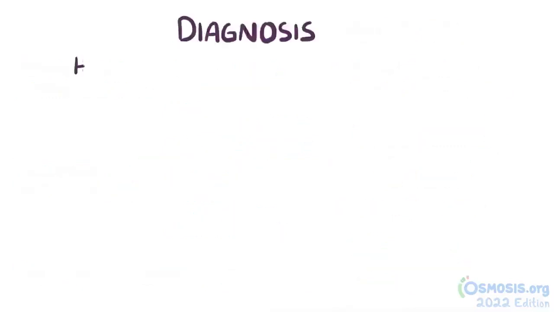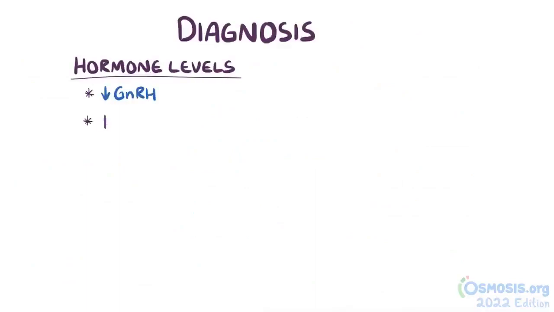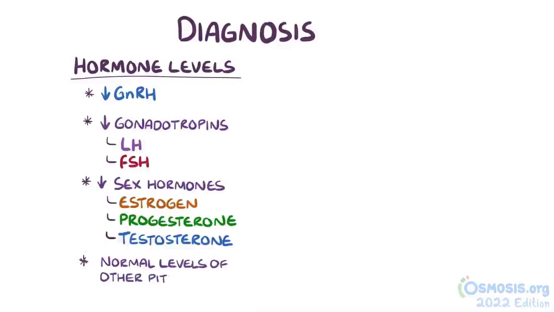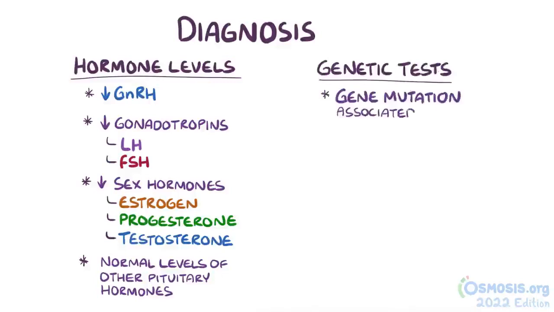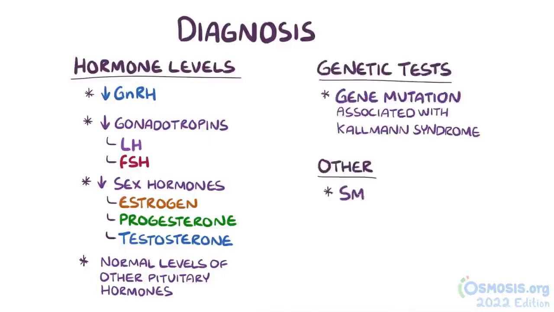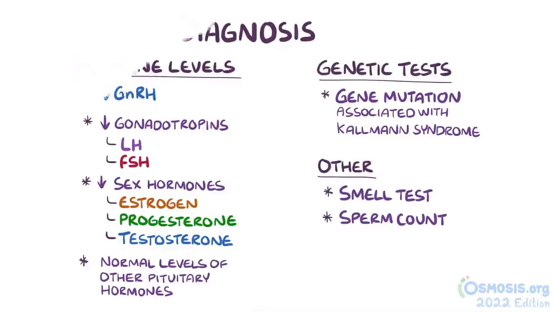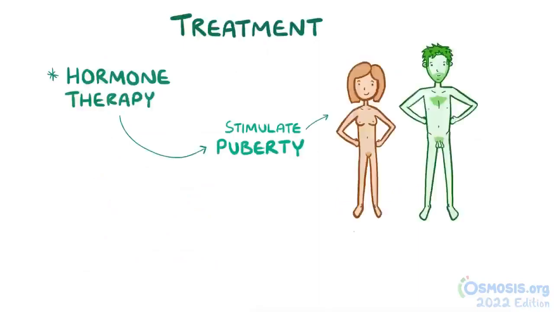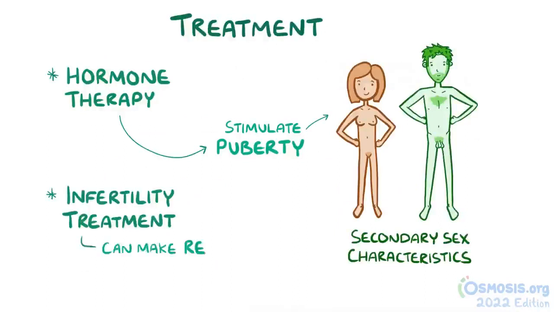A diagnosis of Kallmann syndrome is made based on identifying low levels of gonadotropin-releasing hormone, low gonadotropins, LH and FSH, and low sex hormones, estrogen, progesterone, and testosterone, and this is all with normal levels of other pituitary hormones. Genetic tests for known gene mutations associated with Kallmann syndrome can also be done. And finally, there's usually an abnormal smell test and sperm count as well. Treatment is focused on hormone therapy, which can stimulate puberty and the development of secondary sex characteristics. There's also infertility treatment, which can make reproduction possible in some cases.